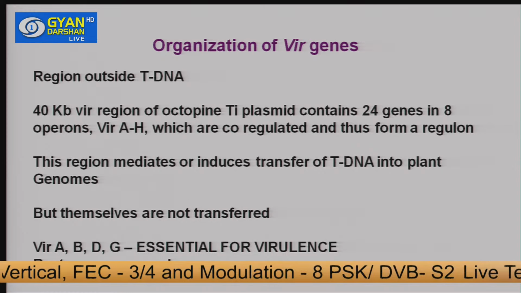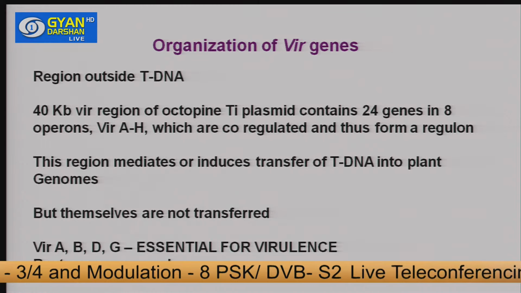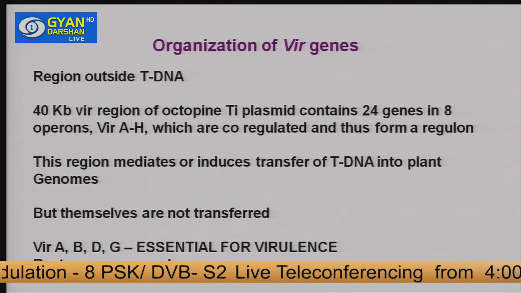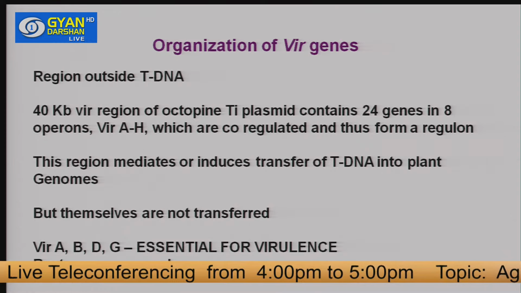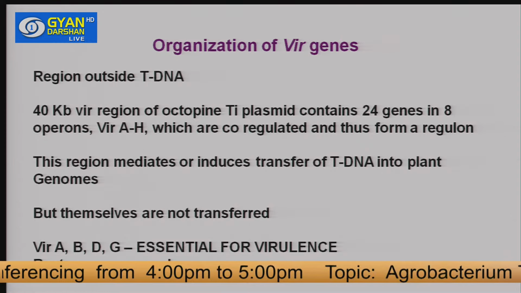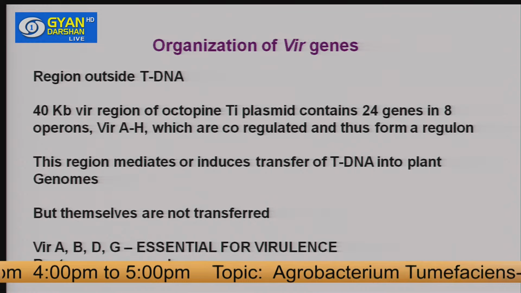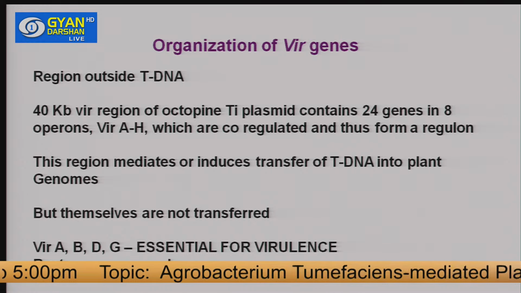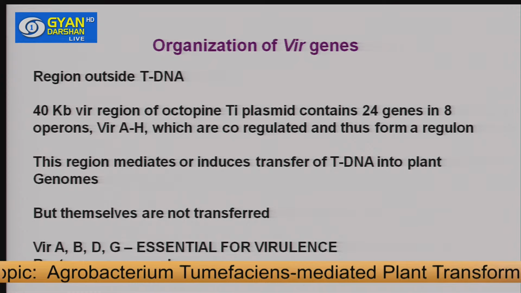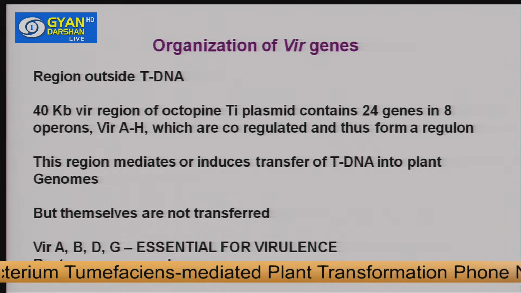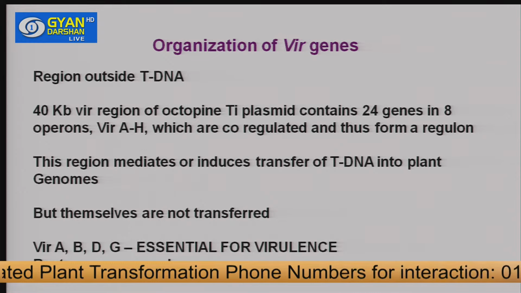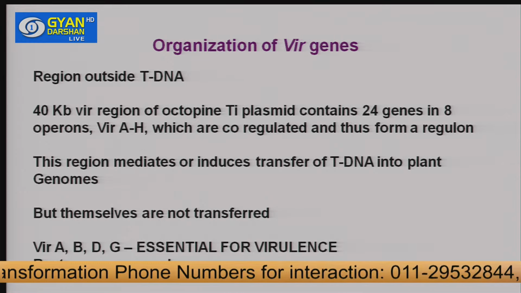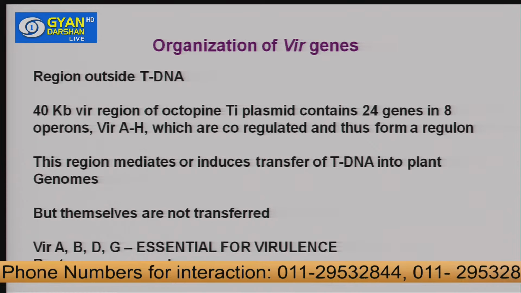They are co-transcribed. Now these virulence genes are not transferred to the plant. They don't gain entry into the plant. Then you must be wondering what is their utility. If they are not transferred into the plant system, then why are they required? They are required for the transfer process. They help in the transfer process, but they themselves don't get transferred into the system. Now we have to look at how they are helping in this transfer process.